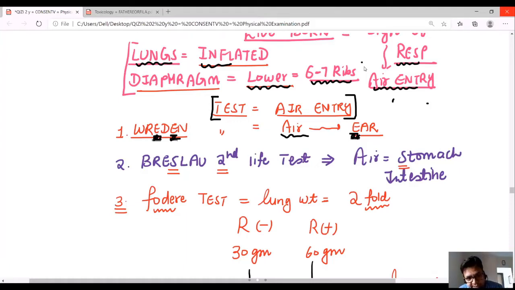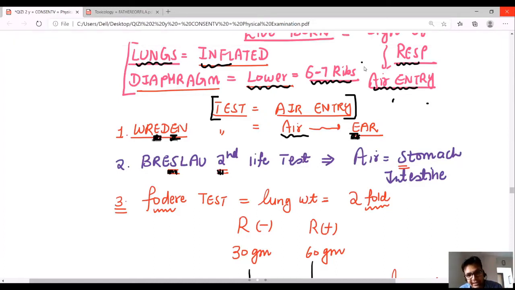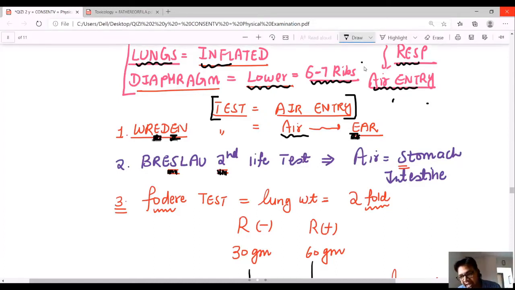Now, Breslau, the second live test. Breslau S. Second is also S. Here, air in stomach.